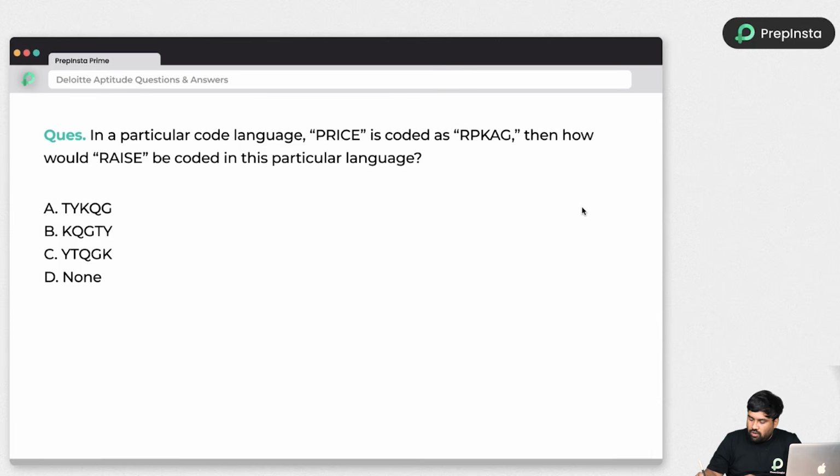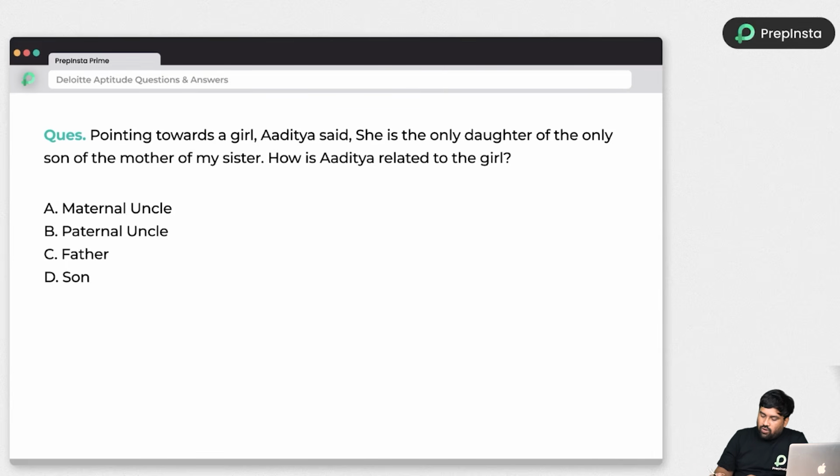So just look into the next problem. And look into the problem. Pointing towards a girl, Aditya said, she is the only daughter of the only son of the mother of my sister. How is Aditya related to the girl?